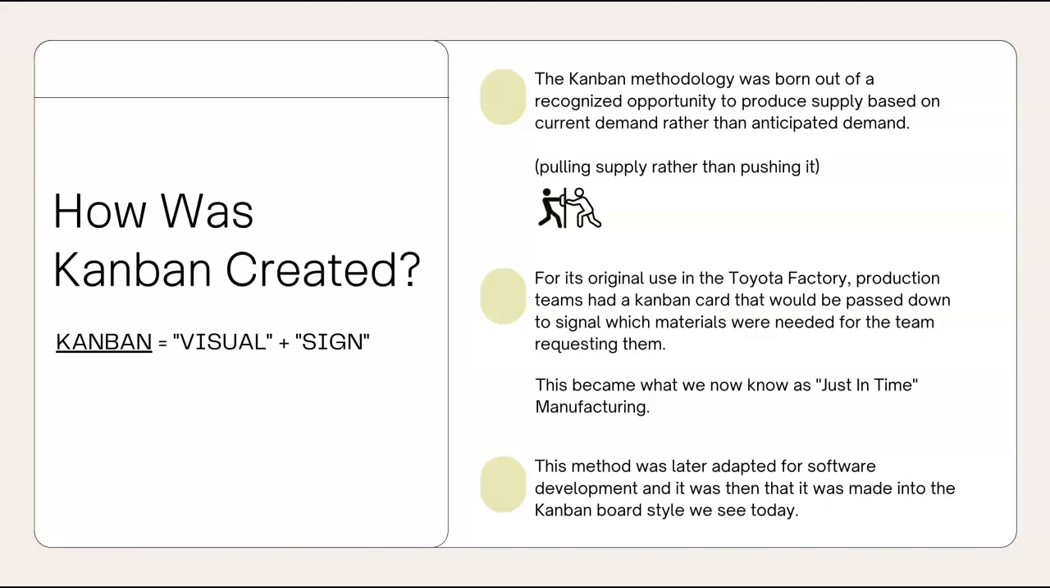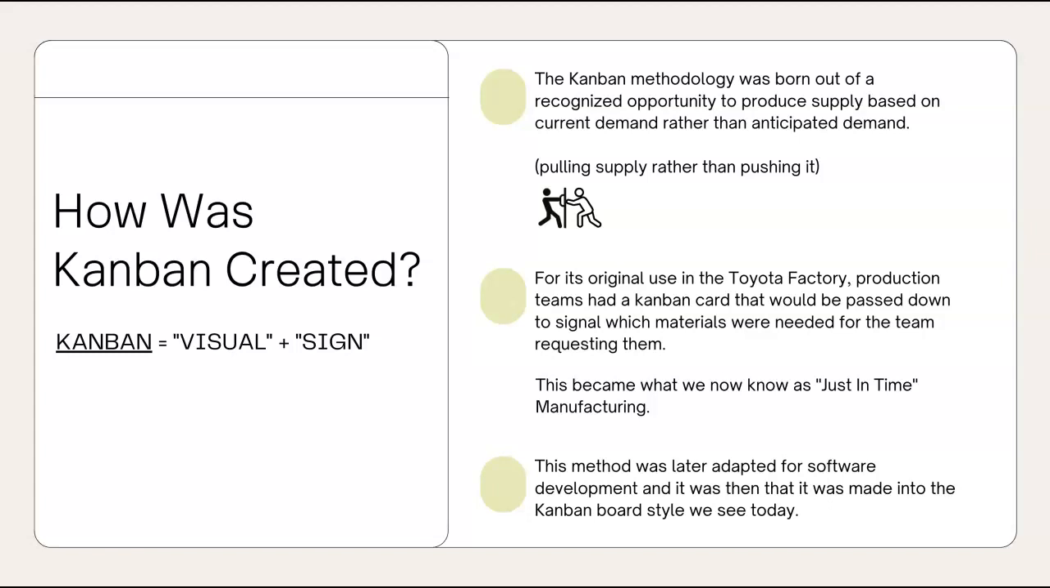At Toyota, they applied this system to the production plan. Production teams had a Kanban card that would be passed down the line to signal which materials were needed for the team requesting them. So it actually worked kind of backwards. The order for Toyota's production was supplier to warehouse to production line. The production line would send their Kanban to the warehouse, and as the warehouse fulfilled the order, they would also send a Kanban to the supplier. This became what we now know as just-in-time manufacturing.